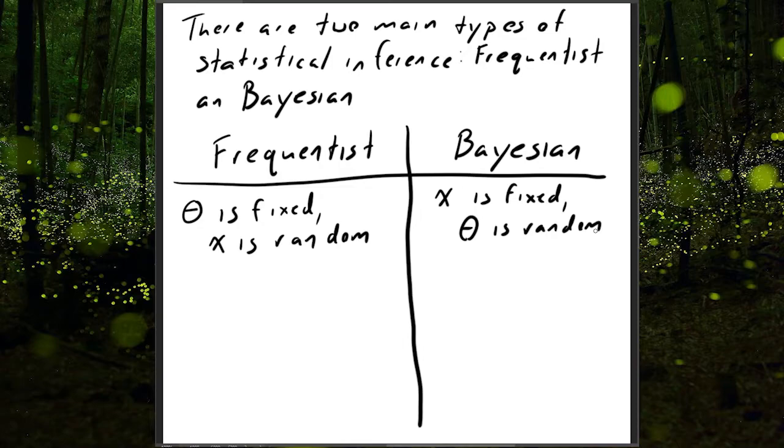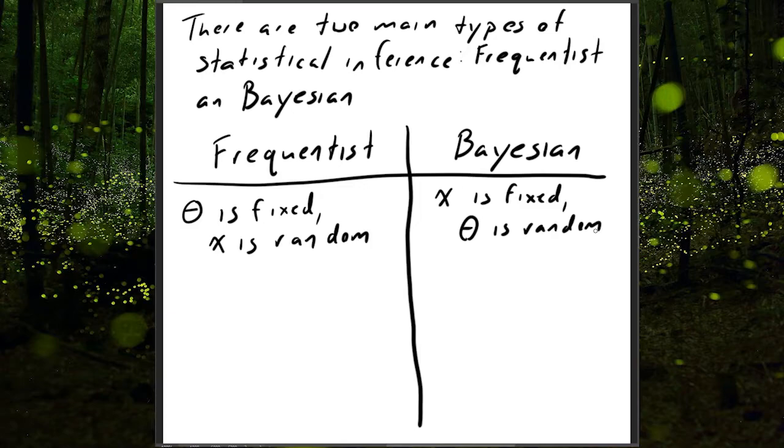For example, let's say I want to look at heights of a bunch of students. There's going to be an average height for that collection of students, and that average height I can think of as a parameter, like theta. And then the individual students, well, I'm going to go sample a bunch of individual students, and those students are going to be random draws from the population of students, and so their heights will be random.